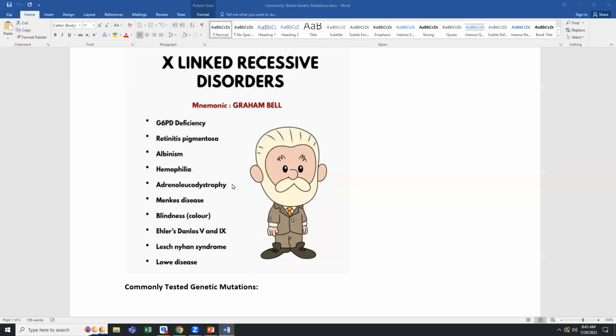adrenoleukodystrophy. I don't know that condition. You won't be tested on it, I can tell you that much. Menkes disease will not be on your test. Color blindness could be. Ehlers-Danlos could be. Lesch-Nyhan syndrome, no, and Lowe's disease, no. So of these ones here, really G6PD, hemophilia, color blindness, I would say these, and Ehlers-Danlos, those ones could come up more commonly. Are there more? Of course, there's tons, right? These are just common ones that are tested on, or common pathologies that people want you to know. These are commonly tested on USMLE 1 as well.